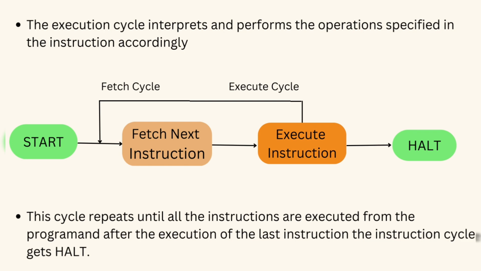The execution cycle interprets and performs the operations specified in the instruction accordingly. First of all, the cycle gets started. The processor fetches the instruction. After that it executes the instruction. This cycle repeats again and again until all the instructions are executed from the program. After the execution of the last instruction, the cycle gets halted.